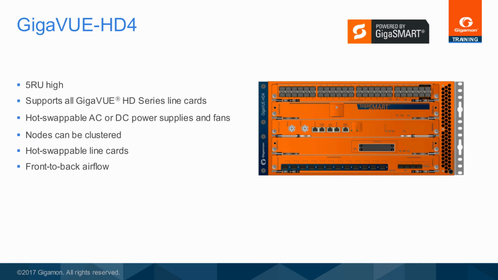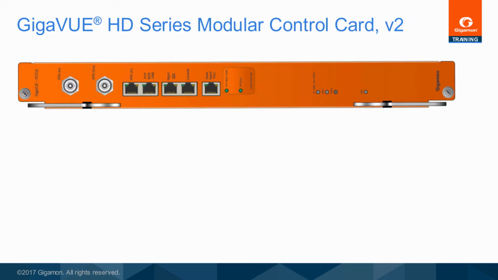The GigaVUE HD4 is a smaller version of the GigaVUE HD8, offering 1 control card and 4 slots for port and GigaSmart line cards. Control cards, port, and GigaSmart line cards are interchangeable between GigaVUE HD4 and GigaVUE HD8 chassis. The CCV2 control card has a higher performance envelope than its predecessor, the CCV1. This control card, like all other modules, is interchangeable between the GigaVUE HD4 and the GigaVUE HD8. 1 control card slot is populated on the GigaVUE HD4, and 2 slots are populated on the GigaVUE HD8.